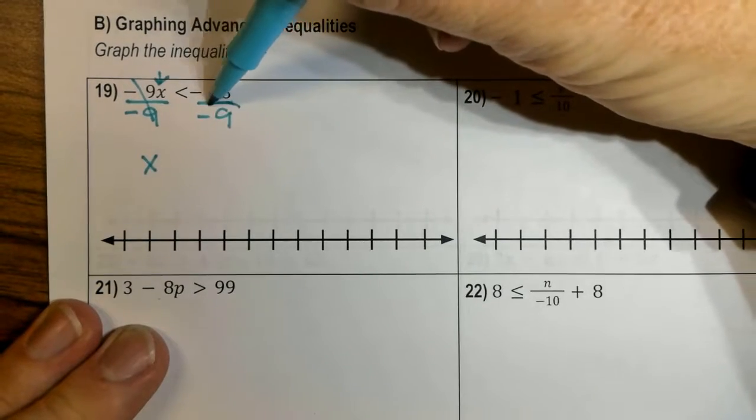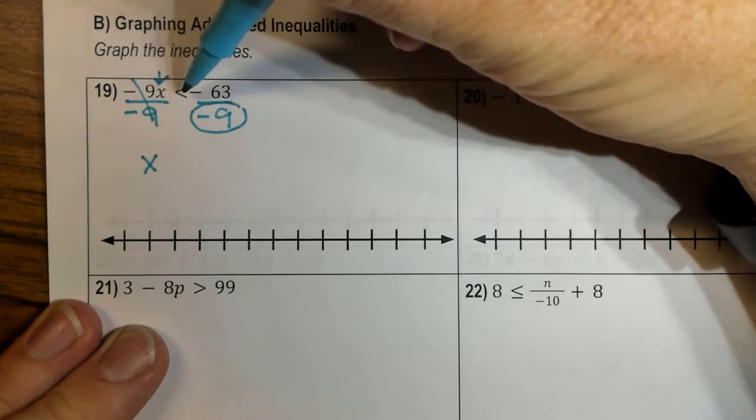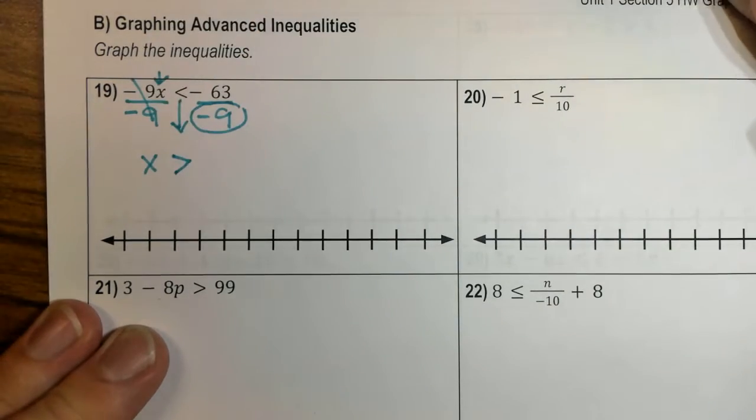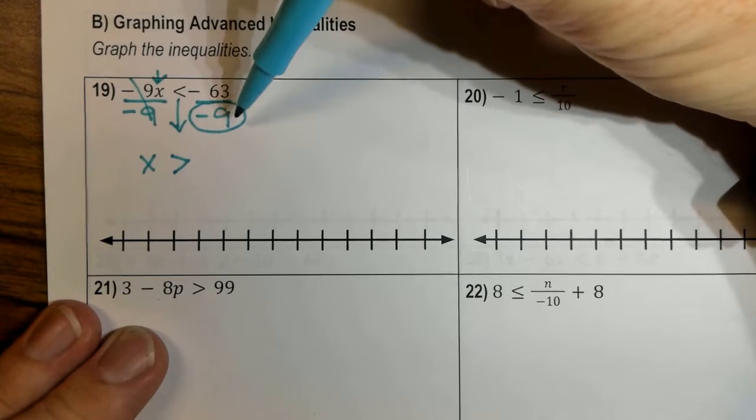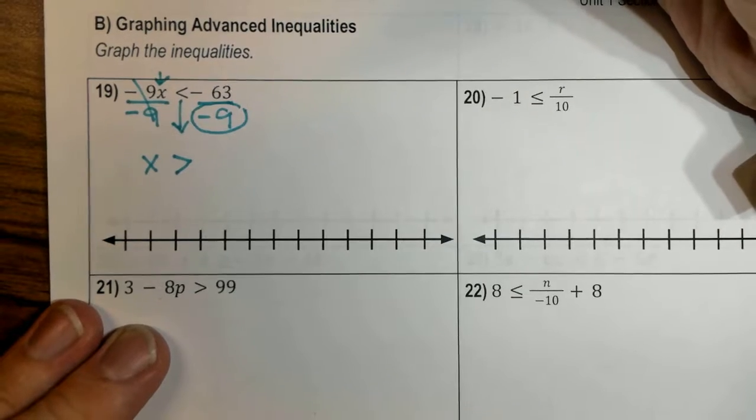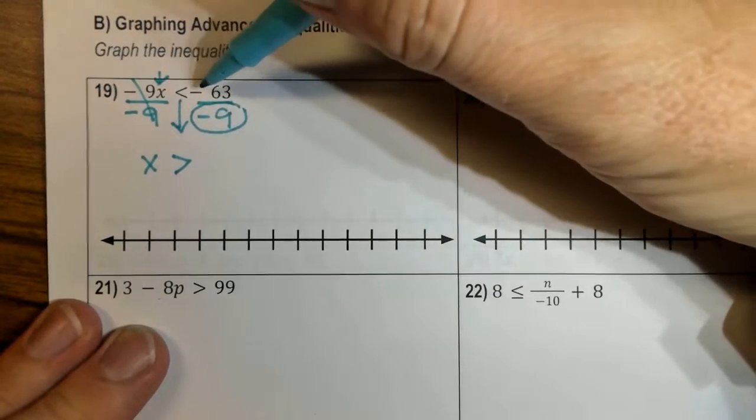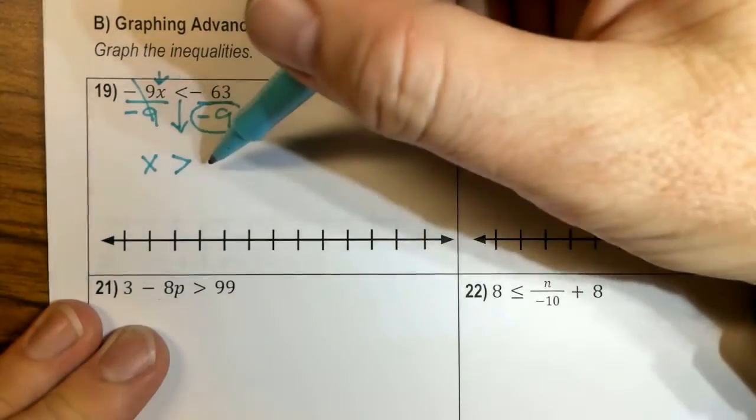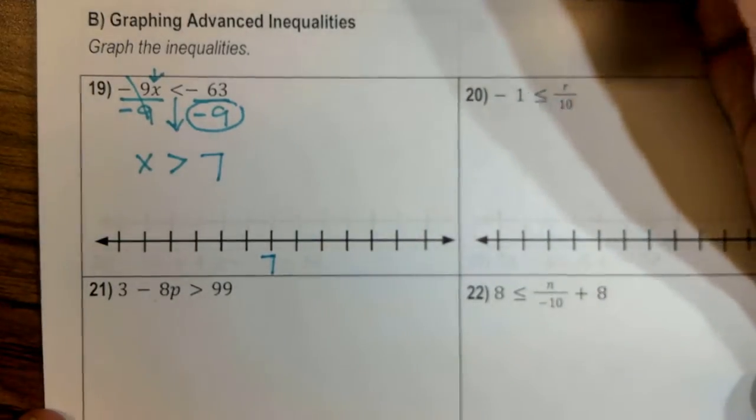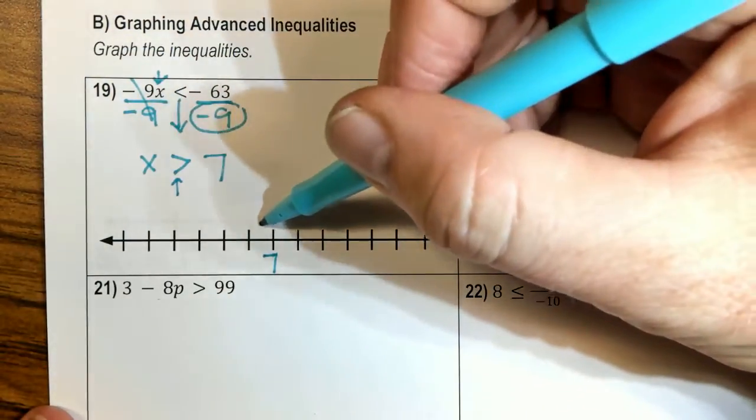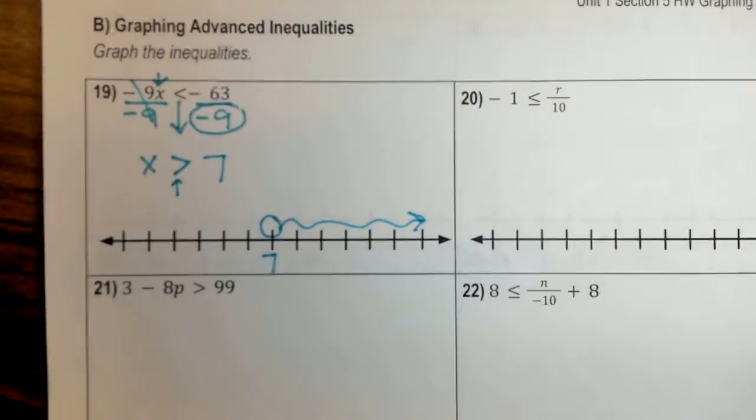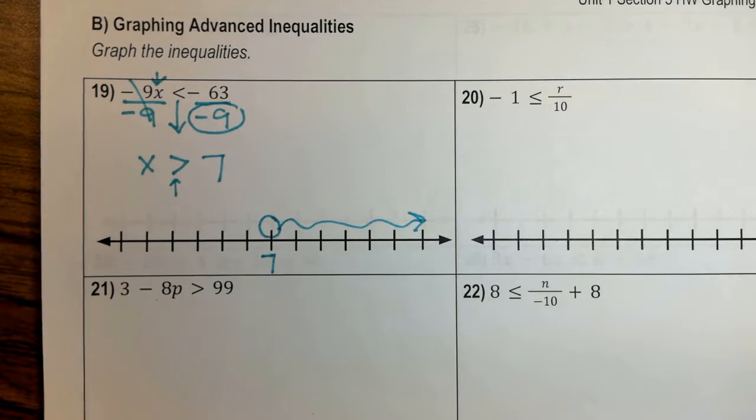Now, because I divided by a negative number right here, my symbol, my inequality, it flips, so now it faces the other direction. So anytime you divide or multiply by a negative number, my inequality will change direction. Okay. And then over here, I just do -63 divided by -9. You get 7. And I can graph my answer. So 7, my symbol is not underlined, so I open. And greater than goes to the right. And that's it for that one.